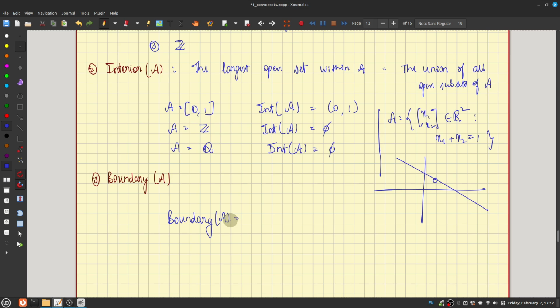There are points inside and outside. Closure minus interior. Yeah, so it's basically the closure minus the interior. It's the closure of A minus the interior of A.